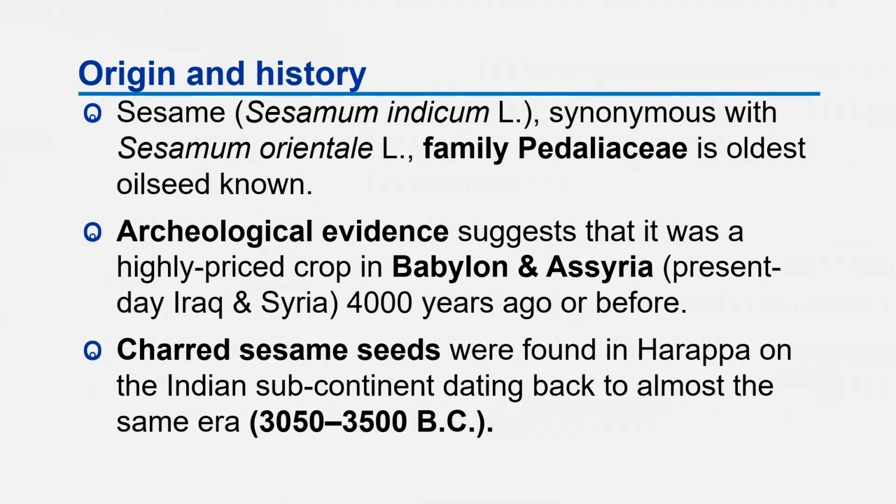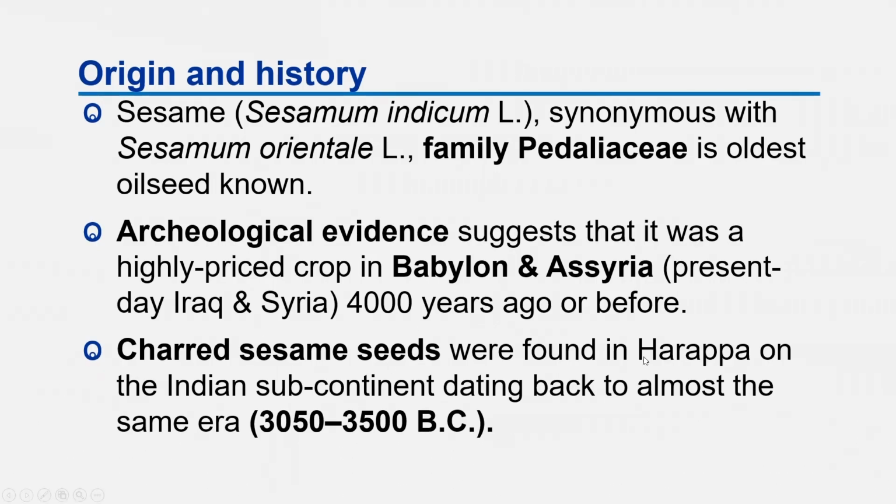Let us see the origin and history of sesamum. Sesamum indicum, the scientific name is Sesamum indicum L., and commonly we call it til, and it is synonymous with Sesamum orientale L. Family is Pedaliaceae and it is the oldest oilseed known. Archaeological evidence suggests that it was a highly prized crop in Babylon and Assyria, present-day Iraq, and Syria, 4,000 years ago or before.